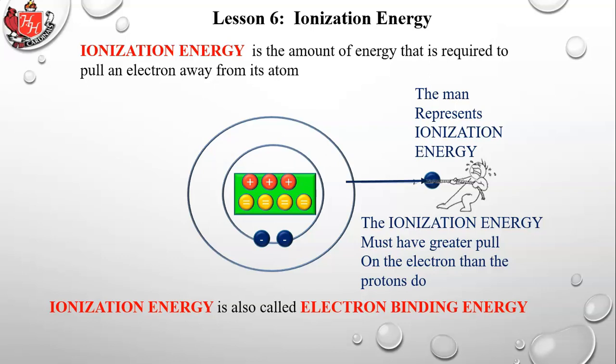We tend to use the term ionization energy. Technically, ionization energy deals with a gaseous molecule, that is just an independent floating molecule, whereas electron binding energy deals with an atom that is in metal. And we're almost never going to use the term electron binding energy.